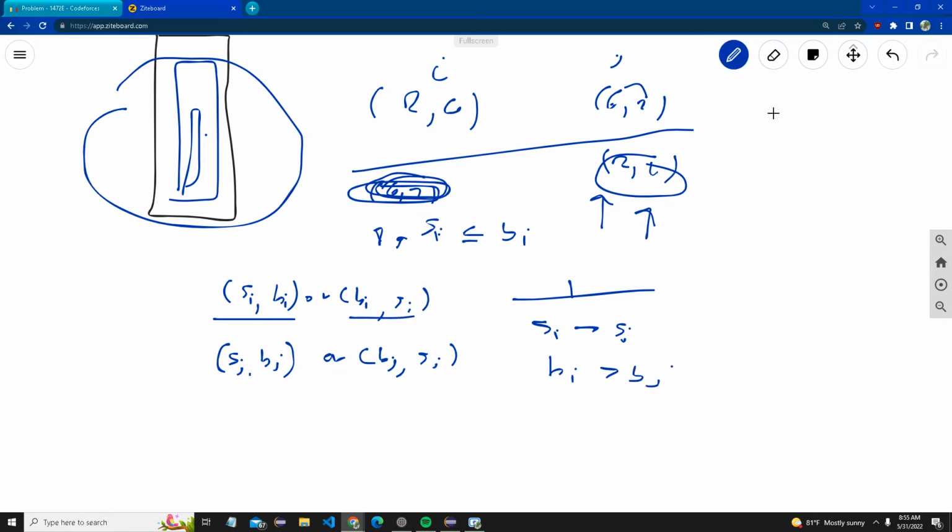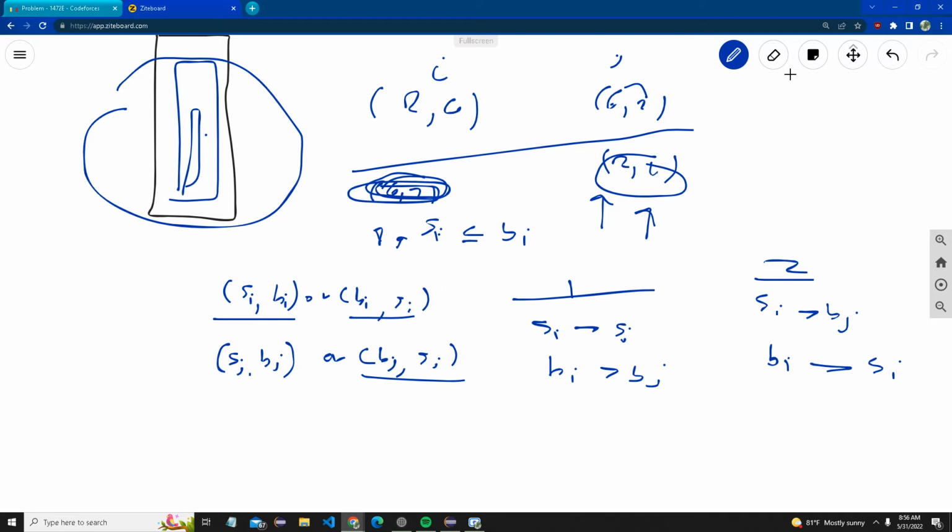So case two, we know that S sub I has to be greater than B sub J, and B sub I has to be greater than S sub J. Sorry. So essentially, these two are just swapped. That's case two, and you'll notice that the other cases are basically the same.